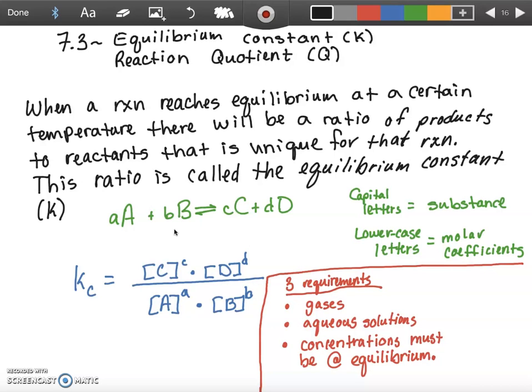You can only write an equilibrium expression if and only if the substances in question are either a gas or an aqueous solution, and the concentrations that the problem gives you, or the concentrations that it asks you to solve for, are at equilibrium already. These three requirements must be met in order to write an equilibrium expression.